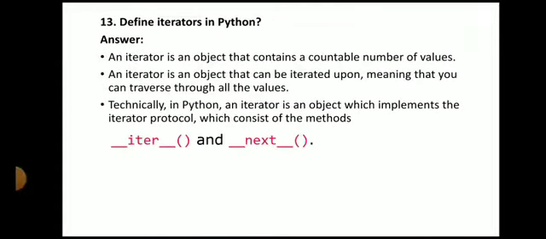Next question, define iterators in Python. The answer is, an iterator is an object that contains a countable number of values. An iterator is an object that can be iterated upon, meaning that you can traverse through all the values. Technically, in Python, an iterator is an object which implements the iterator protocol, which consists of methods. So here you can see the syntax for it.